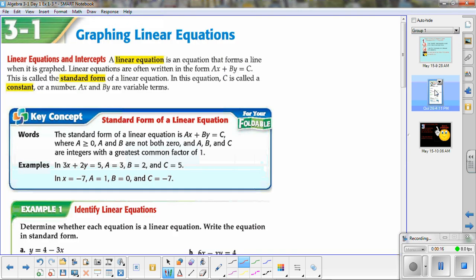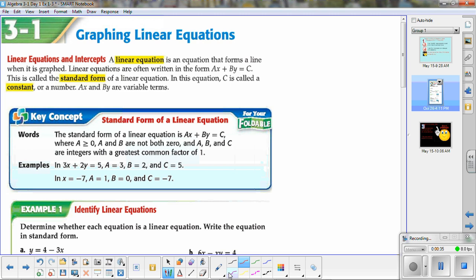A linear equation is an equation that forms a line when it's graphed. Linear equations are often written in the form ax plus by equals c. This is called the standard form of a linear equation. In this equation, c is called a constant or a number. Ax and by are variable terms.